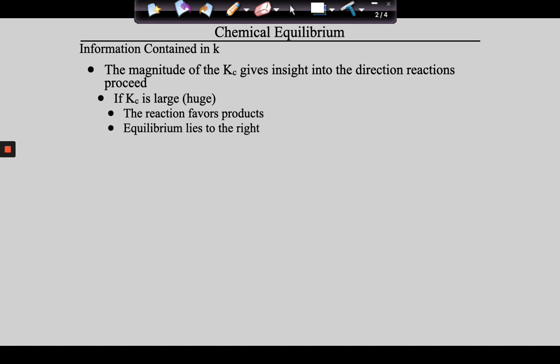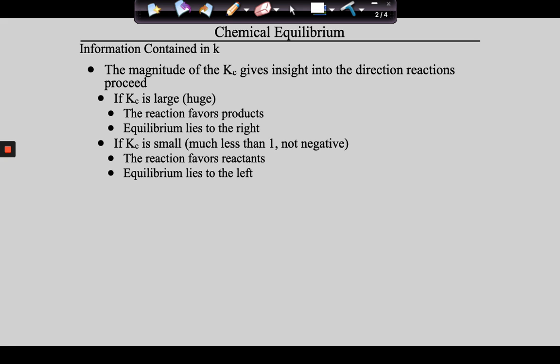And then conversely, if K is small, much less than 1, but not negative, that means that the reaction favors reactants and the equilibrium lies to the left.